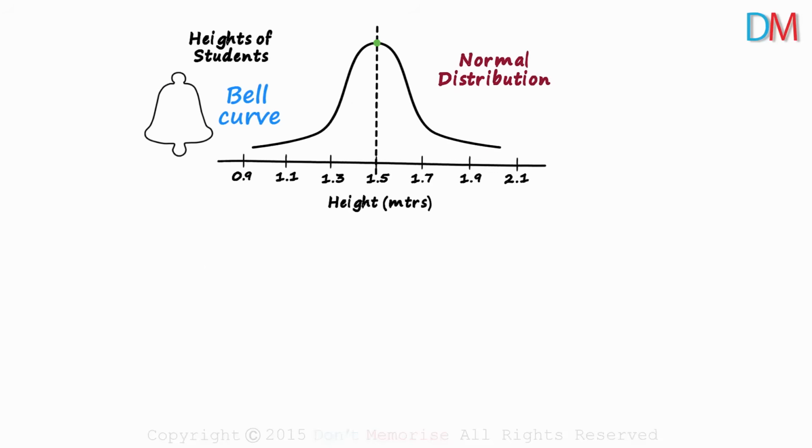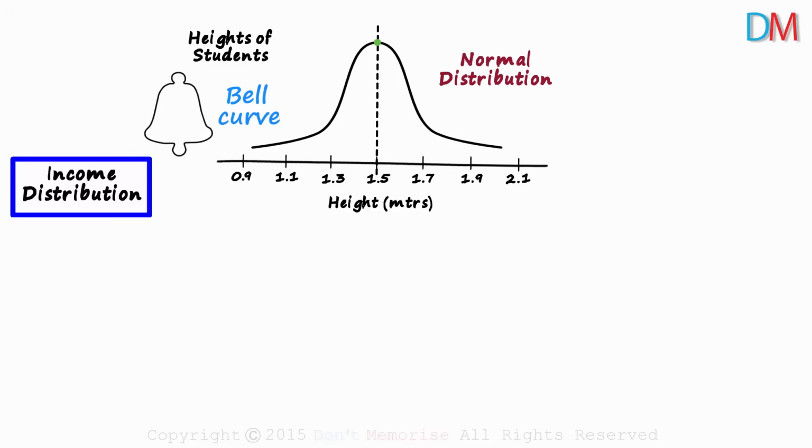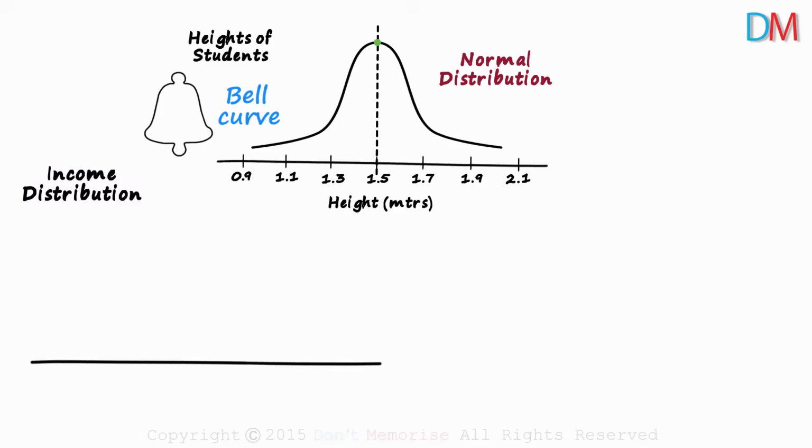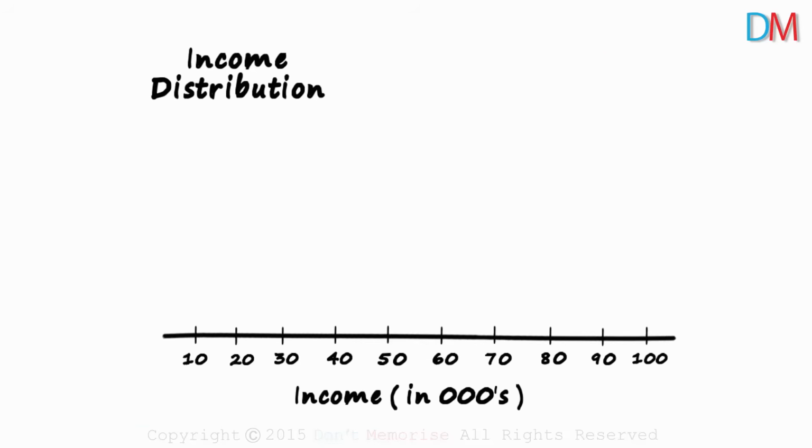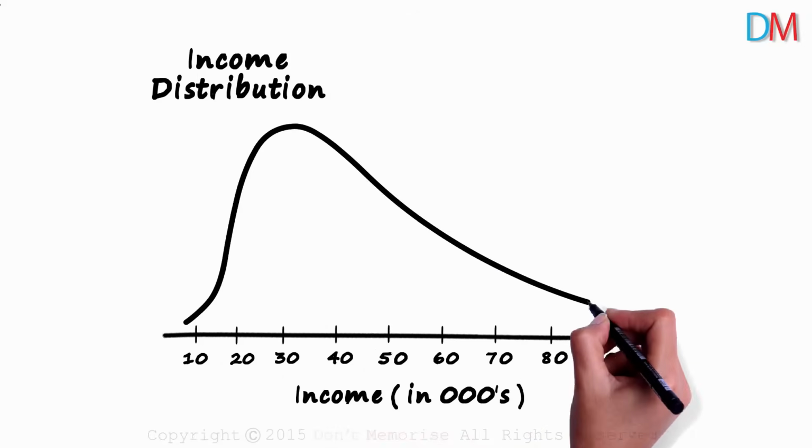We wanted to look at the graph of income distribution per annum in a particular region. Say we have the incomes on this line. Let the income be in thousands of dollars. The range going from $10,000 to $100,000. Let's zoom in to look at the data closely. This is what we found.